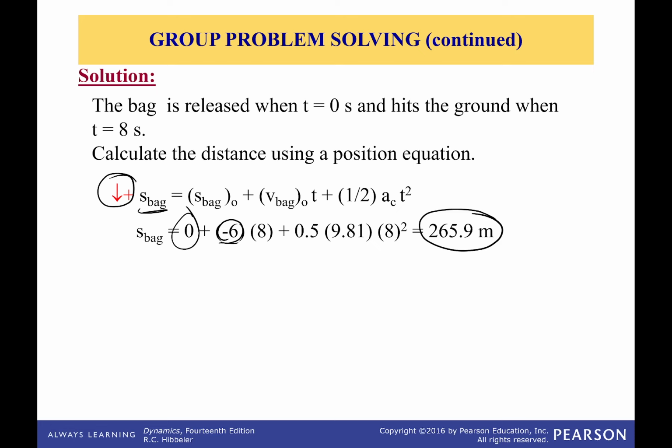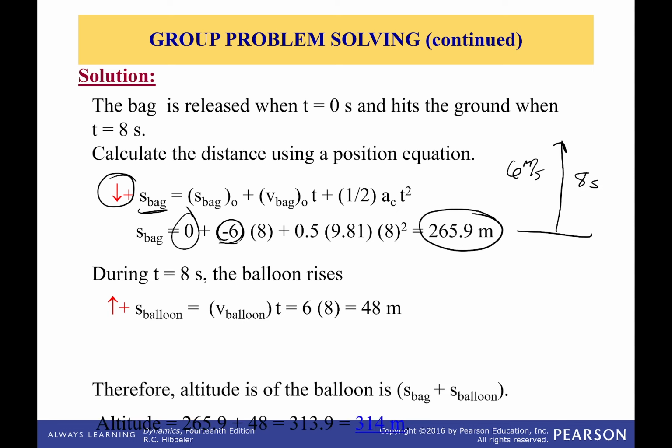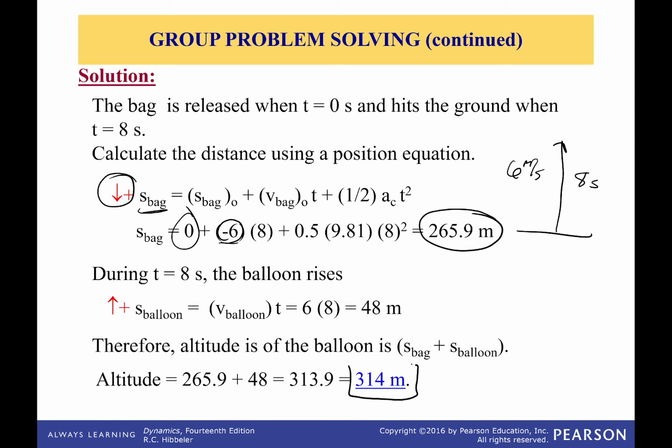But it didn't ask me for how far the bag fell. It asked me how high is the balloon at the end. So the balloon started at this, but it continued up at 6 meters per second for 8 seconds. Well, 6 times 8 is 48. So if I add those together, I get that it's at 314 meters. So the balloon kept on going up. Here's the balloon to begin with. There you go, little thing. It went up to here by the time the bag hit the ground. And there's our answer. We've got it. It's done. Happy days.